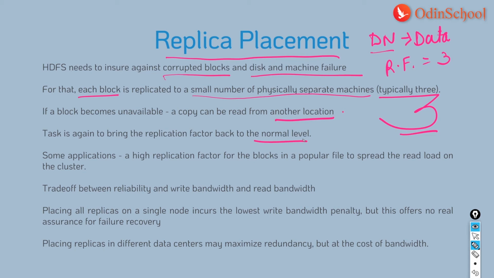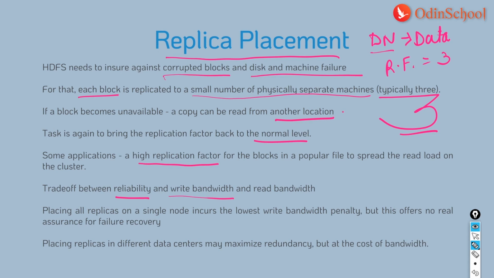For applications which are very sensitive, like banking client data or something very crucial, and for popular files which you can't afford to lose, an even higher replication factor is set. A higher replication factor is allowed, you can configure it, and the block would be replicated multiple times. I have even seen some files replicated 10 times to different data nodes. But a trade-off always comes, between reliability and the write and read bandwidth. So what are the possible options to place these replicas? That is what we are going to discuss.